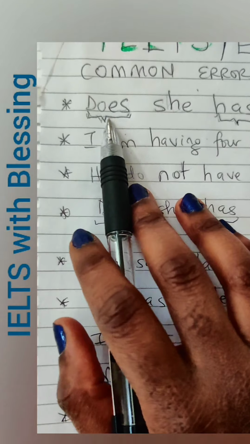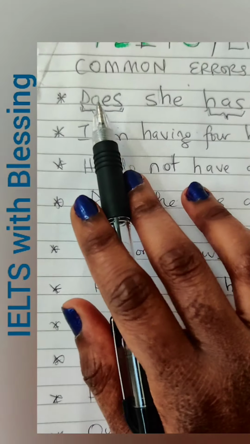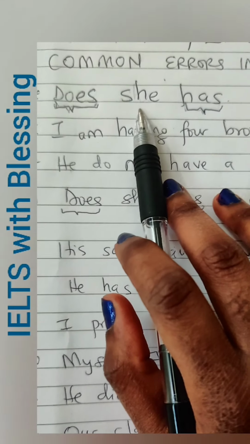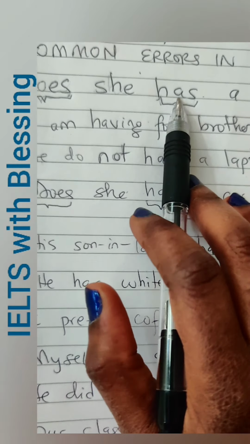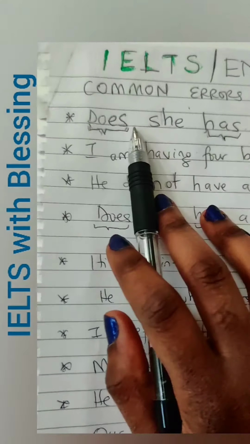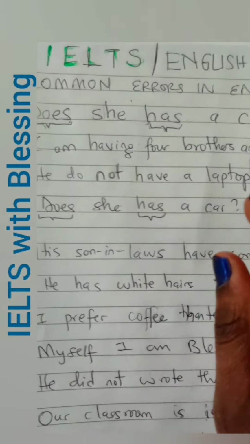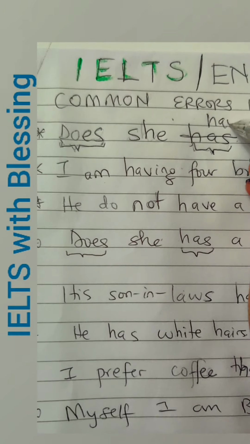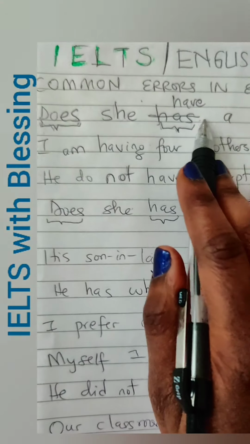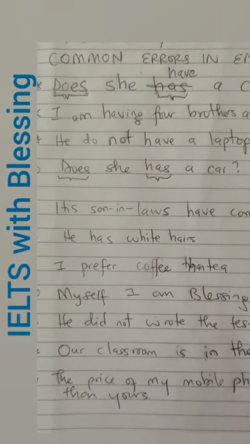But because you are using the helping verb does, the form of this one has to change. So once you use does, with a singular pronoun, it's going to be have instead of has. So it's going to be, does she have a car, rather than does she has a car. Now let's go to the second example.